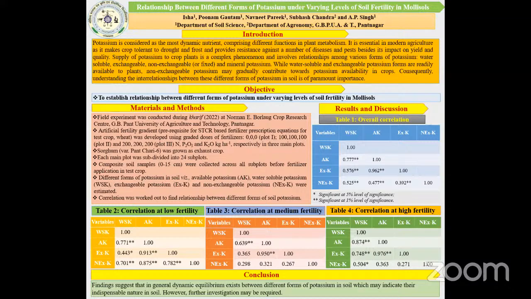Sir, I'm currently conducting the analysis for that, and I have also planned to determine these different forms under the post-harvest soils as well. Okay, nice. Okay, all the best. Thank you, sir. Nice presentation. Thank you, sir.